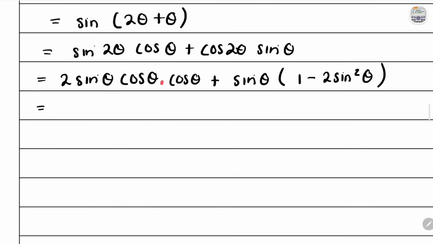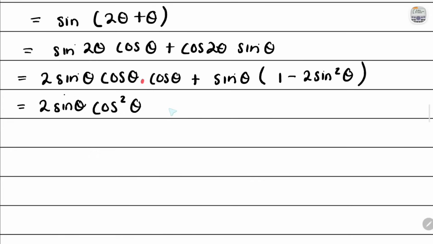Okay, let's just simplify here. We're saying 2 sine theta, and then cos theta times cos theta is cos squared theta. We'll change that, and we can just distribute that. That is going to be sine theta and then minus 2 sine cubed theta. It's fine because it's still in terms of sine theta. We can still see a sine theta there.